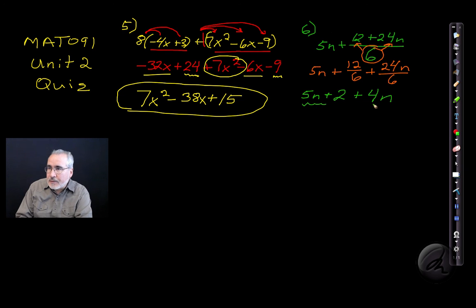And now we can combine like terms. The like terms are the 5n and the 4n. We combine those, that becomes 9n plus 2. And now there's no like terms, so we know we're done, and that is it for that particular question.